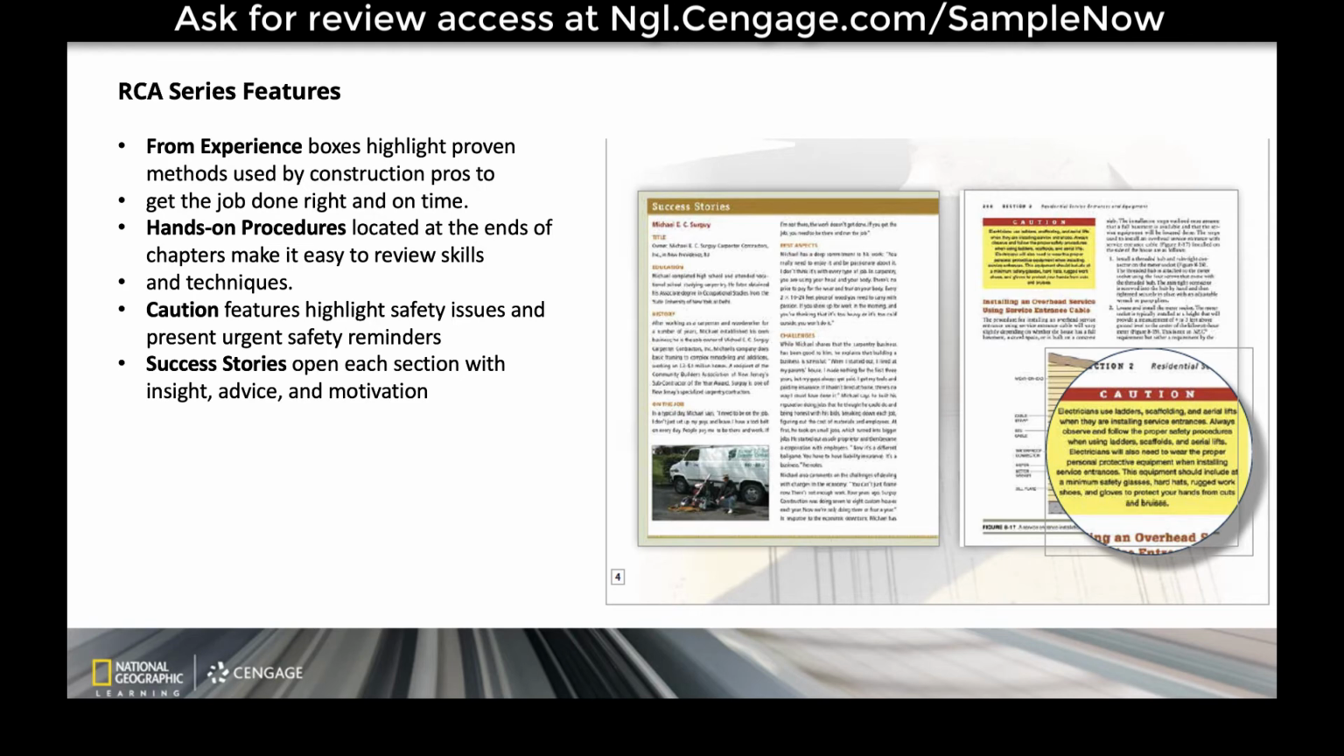Both of these texts include features that offer advice from experience, highlighting proven methods used by construction pros to get the job done right and on time, as well as step-by-step hands-on procedures located at the ends of chapters, which makes it easy to review skills and techniques. Caution features highlight safety issues, while success stories open each section with insight, advice, and motivation from real-world professionals.